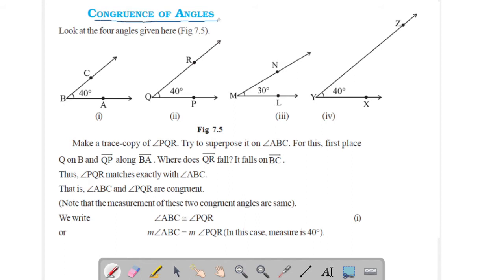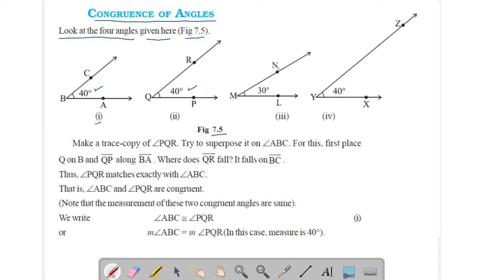Now come to the next topic, congruence of angles. When are two angles said to be congruent? Look at the four angles given here in figure 7.5. This is your figure 7.5. See first part. Here angle CBA is 40 degrees. Angle RQP is 40 degrees. These two angles are congruent. Why? Because their measures are equal.